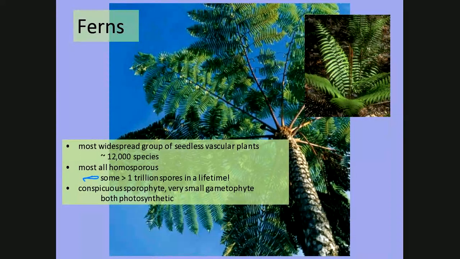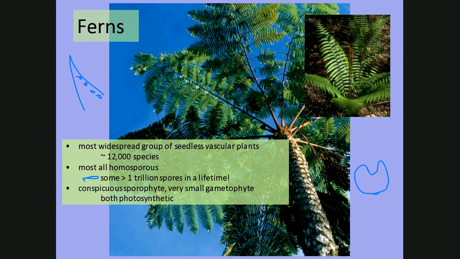The sporophyte is conspicuous, right? It's the dominant. The gametophyte is that little tiny heart-shaped thing that I showed you that you look at under the microscope. Both are green, both are photosynthetic. The sporophyte or the fronds are called that because that's where the sori are, right? The little dots that are on the back of the leaf.